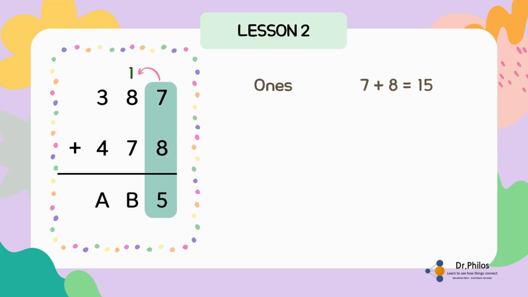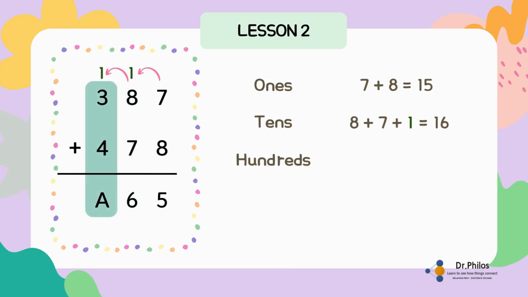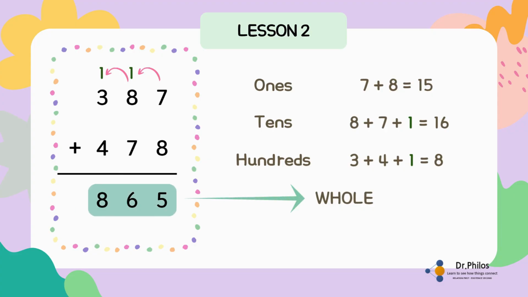Yes, that's right. Now, try calculating the tens place. I add 7 to 8, and add the carryover 1. That makes 16. I write 6 in the tens place, B, and mark the carryover in the hundreds place. Calculate the hundreds place. I add 4 to 3, and add the carryover 1. 3 plus 4 plus 1 equals 8. The whole is 865.